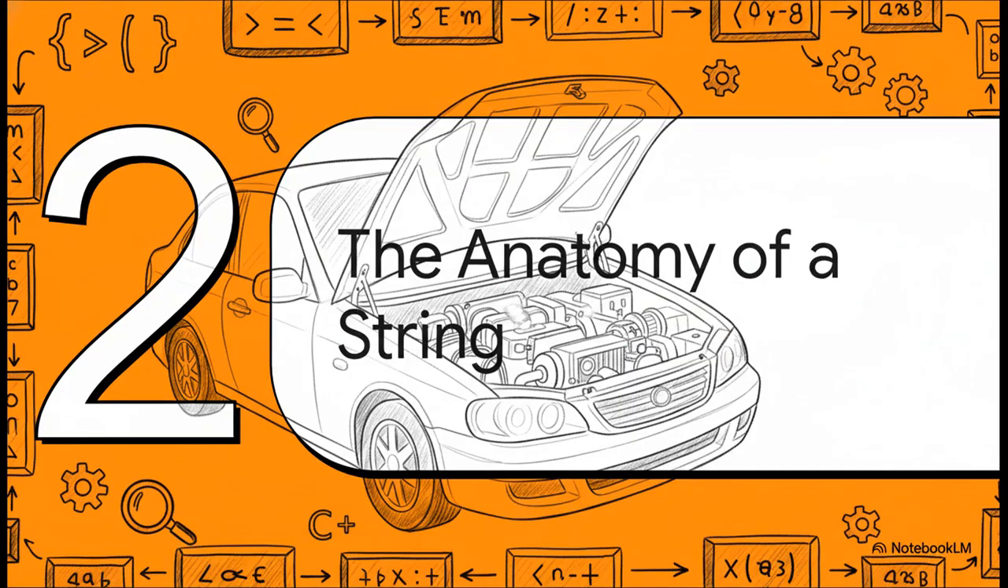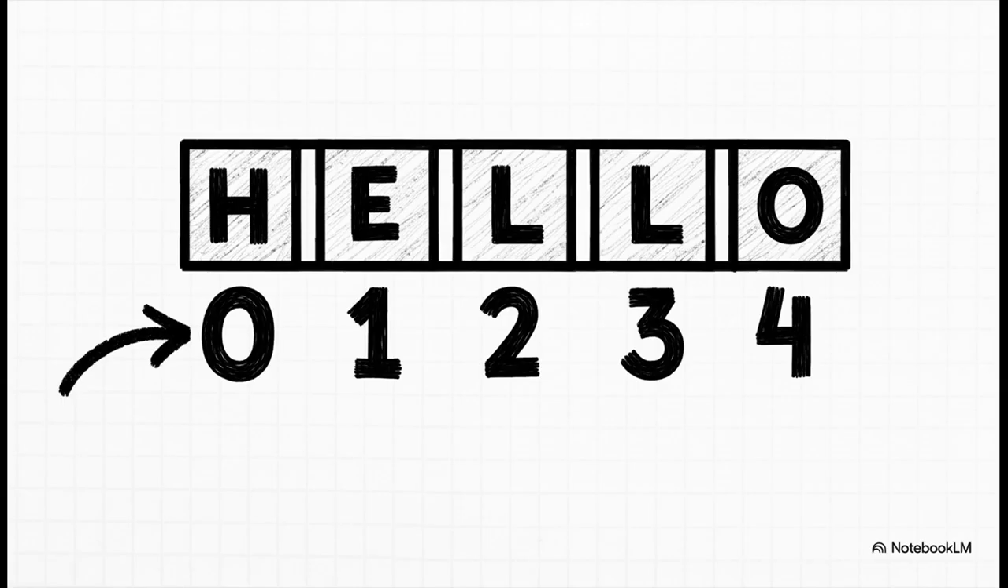Okay, so now that we know what a string is, let's pop the hood and take a look at its anatomy. How is this thing actually built? All right, this is probably the most crucial thing to remember. Every single character inside a string has its own little address, and we call that an index. And in C++, just like in most programming languages, we always start counting from 0, not 1. So the very first character is at index 0, the second one is at index 1, and so on. Get that down, and you're halfway there.